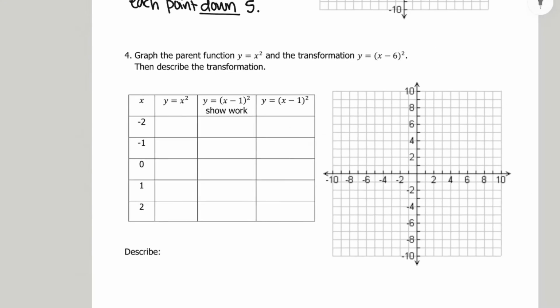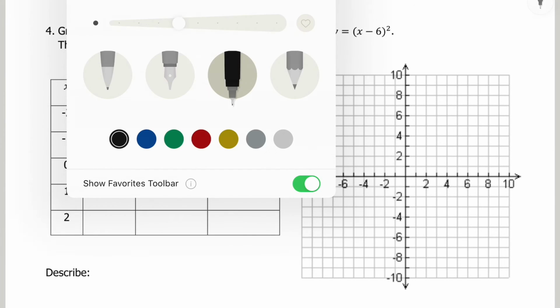All right, last one of the day. And no homework tonight. That's exciting.